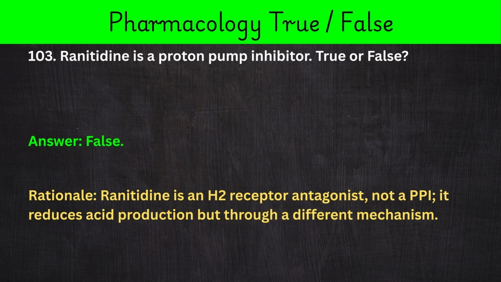103. Ranitidine is a proton pump inhibitor. True or false? Answer: false. Rationale: ranitidine is an H2 receptor antagonist, not a PPI. It reduces acid production, but through a different mechanism.